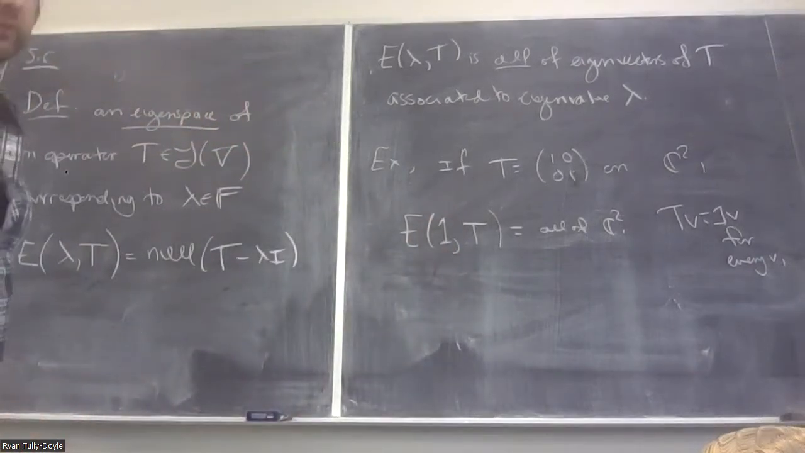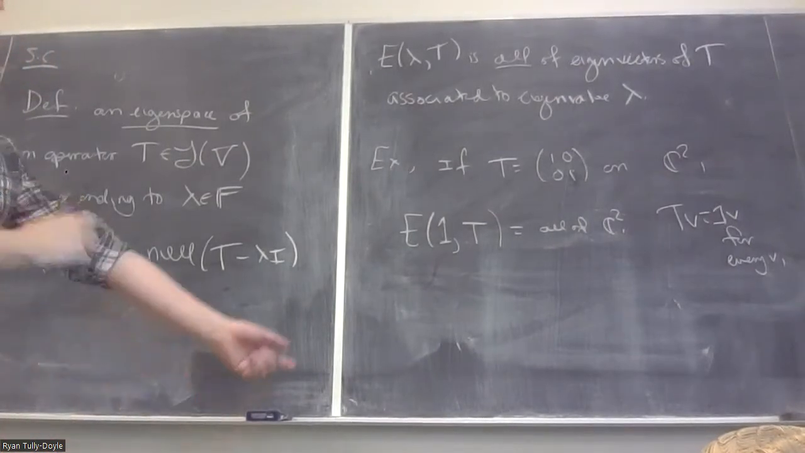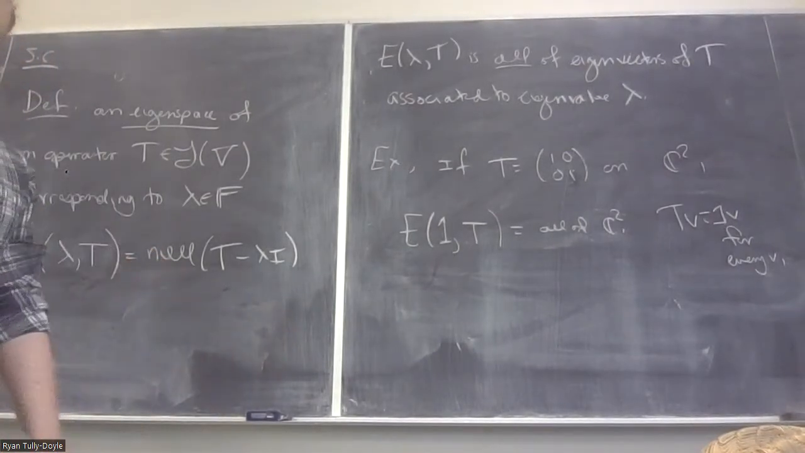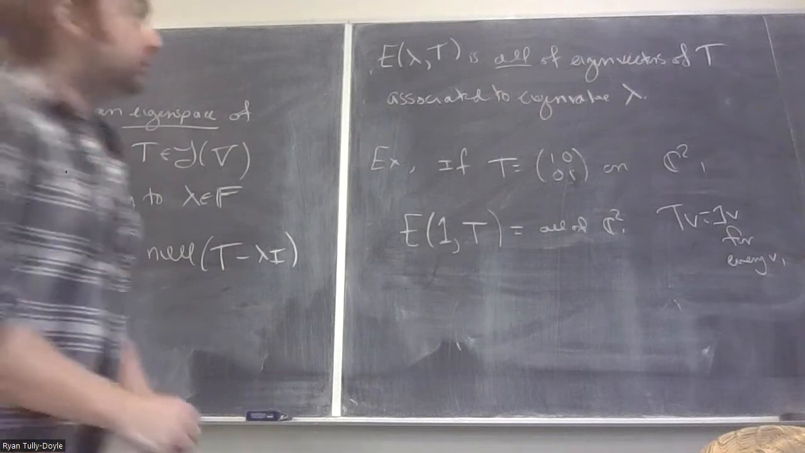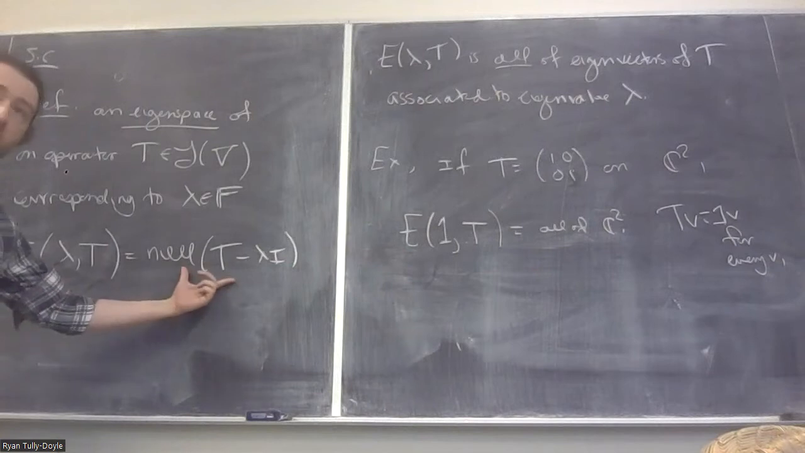It is a subspace of V. So it's like a span. It's a span of a set of eigenvectors. And 0 is in it. It's going to be a subspace, so it's going to also include 0 as part of it.